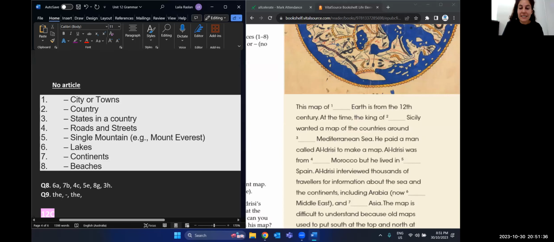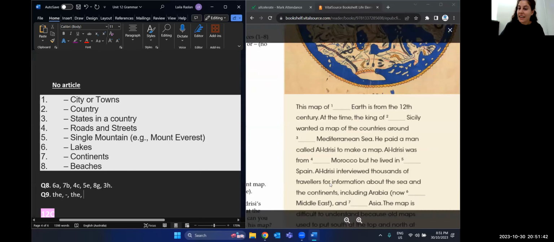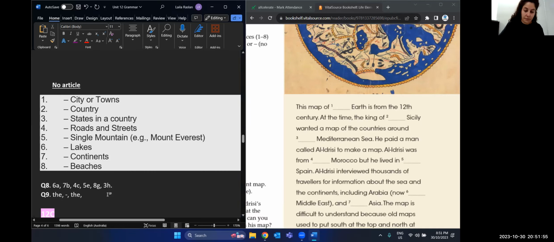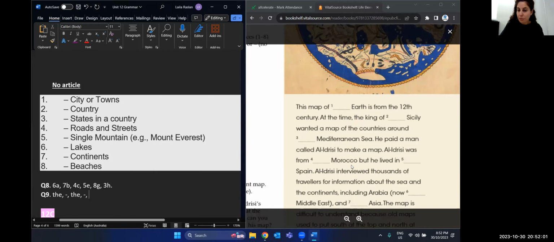So we need to say the. He wanted a map of the countries around the Mediterranean Sea. He paid a man called Al-Idrisi to make a map. Al-Idrisi was from the country. Do I say the? No. He was from Morocco.